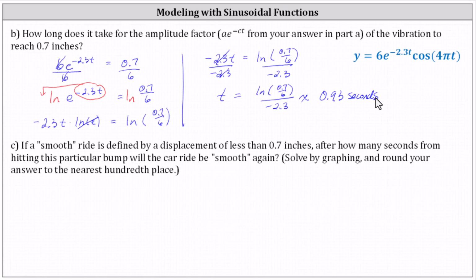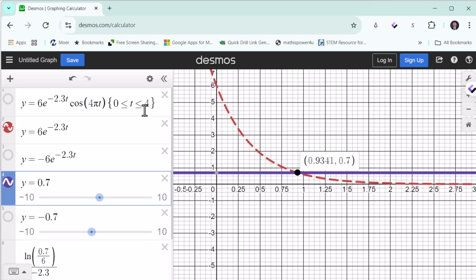And then for part C, if a smooth ride is defined by a displacement of less than 0.7 inches, after how many seconds from hitting this particular bump will the car ride be smooth again? We're told to solve graphically and round to 2 decimal places. We need to be careful here. When we say a displacement of less than 0.7, we really mean the absolute value of the displacement being less than 0.7. So going back to our graph, let's turn on the damped harmonic motion function.